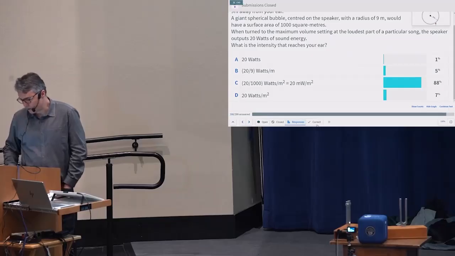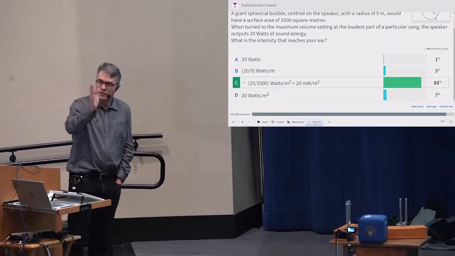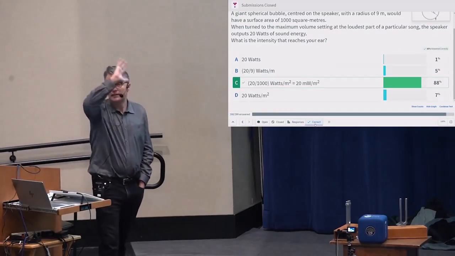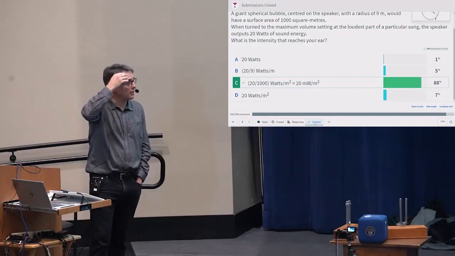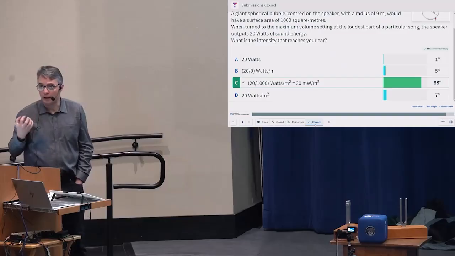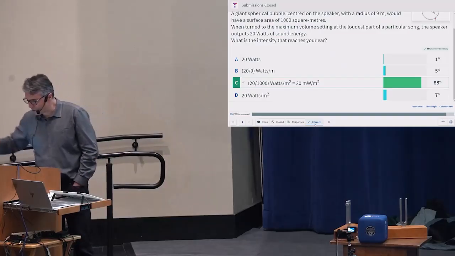Yeah, you just do the 20 watts divided by 1,000 square meters. That's how much the power has been spread out. So you end up with 20 milliwatts per meter squared. And that'll give you some indication of the loudness.